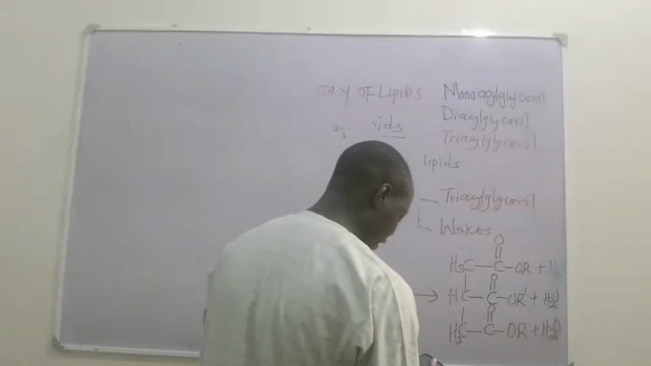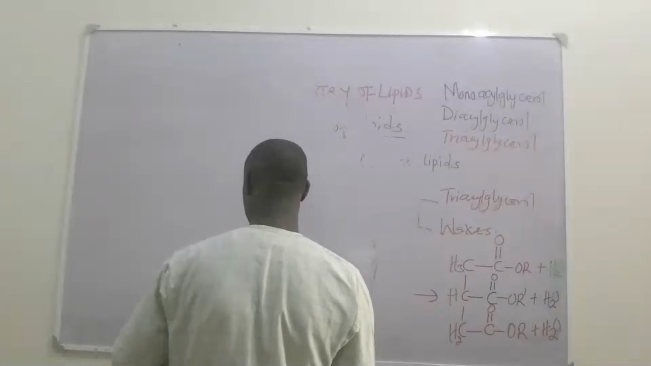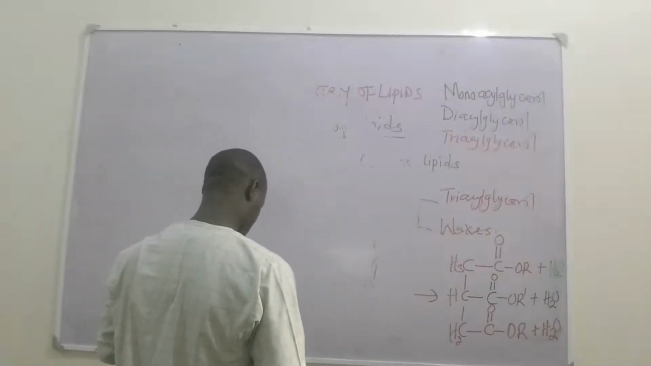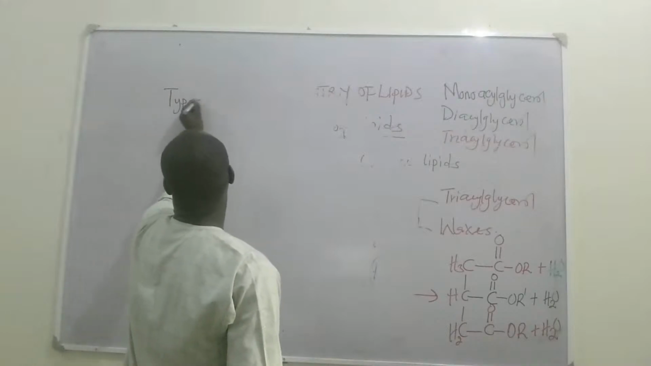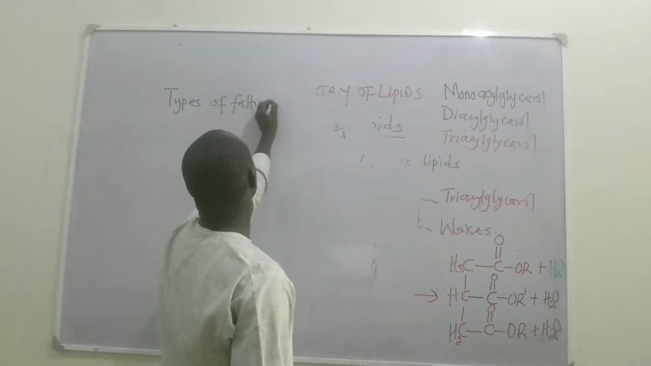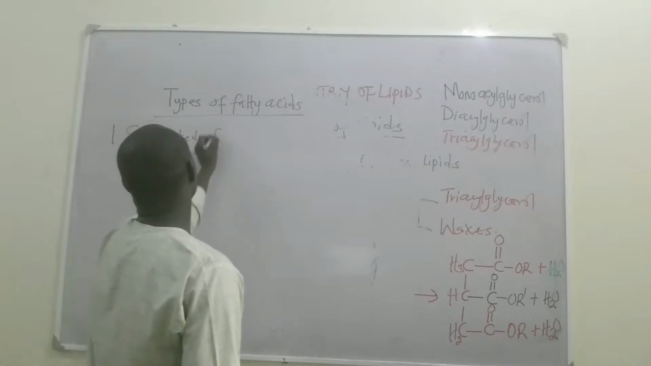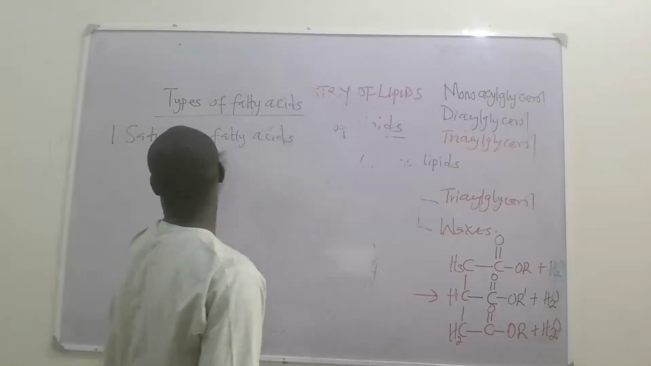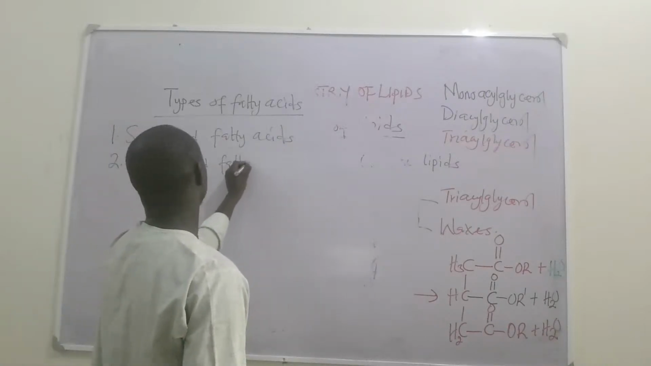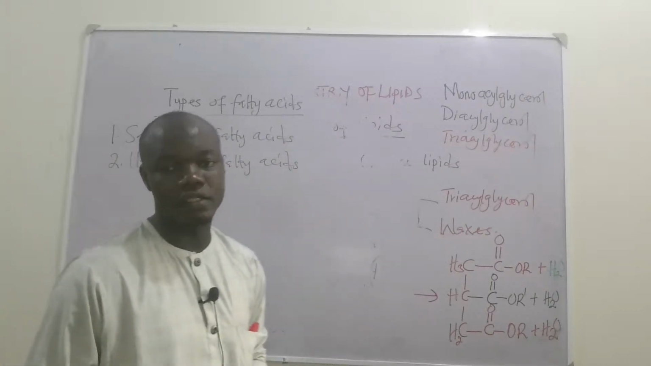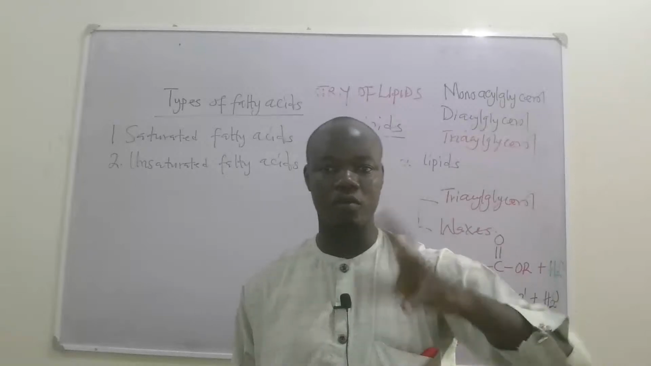We have what we call saturated fatty acids. So we have number one, saturated fatty acids, and number two, unsaturated fatty acids. So fatty acid is divided into two. We have what you call saturated fatty acid and we have unsaturated fatty acid.